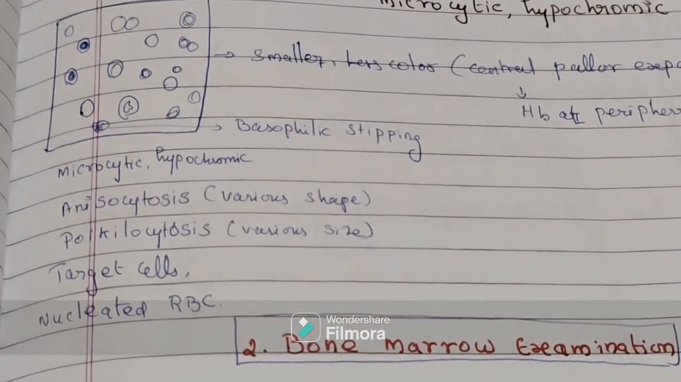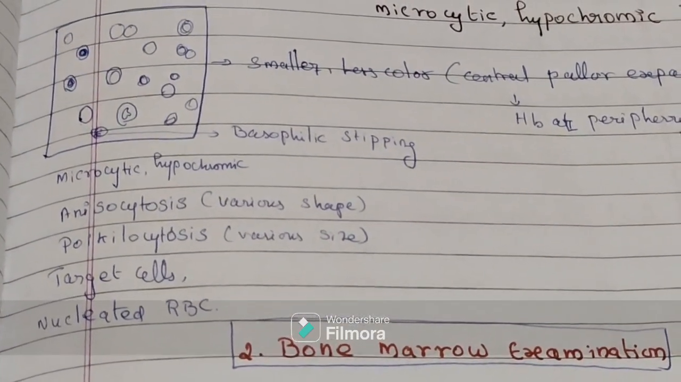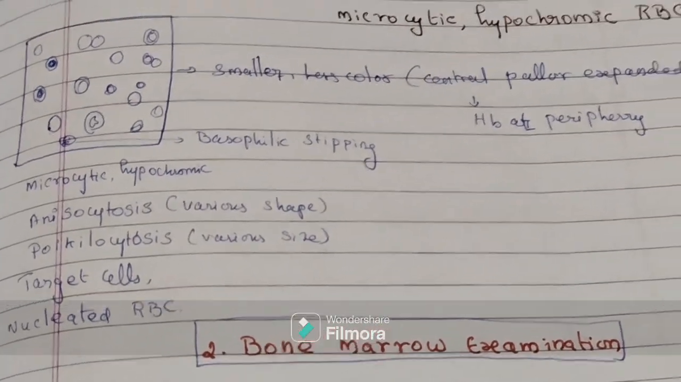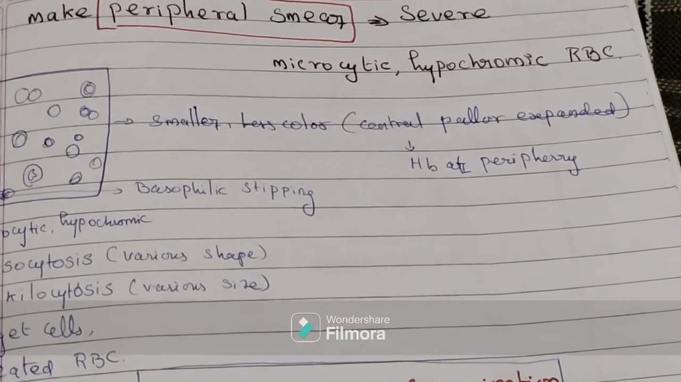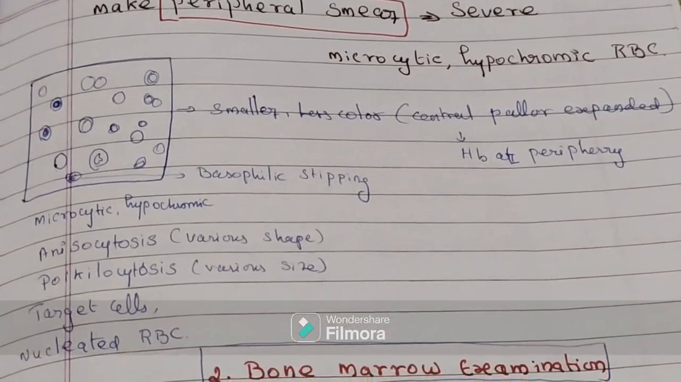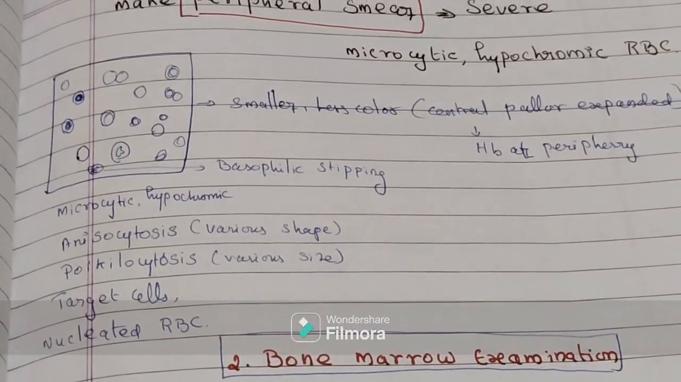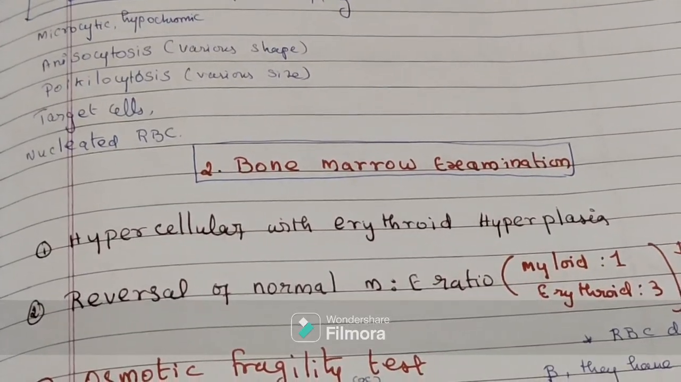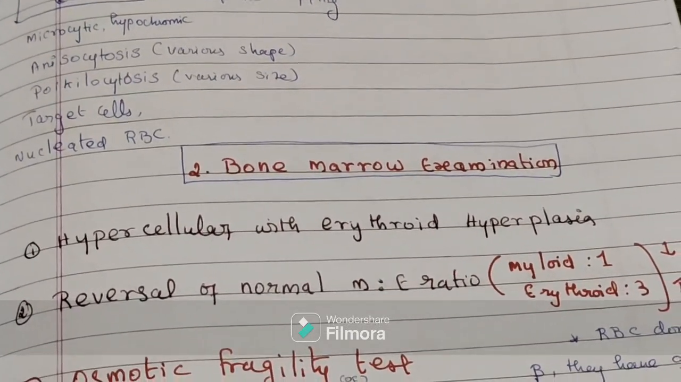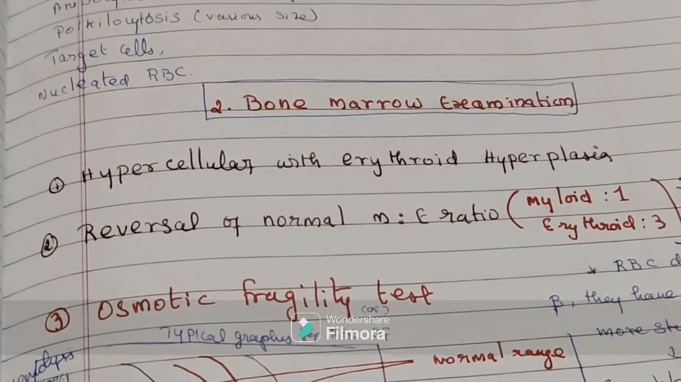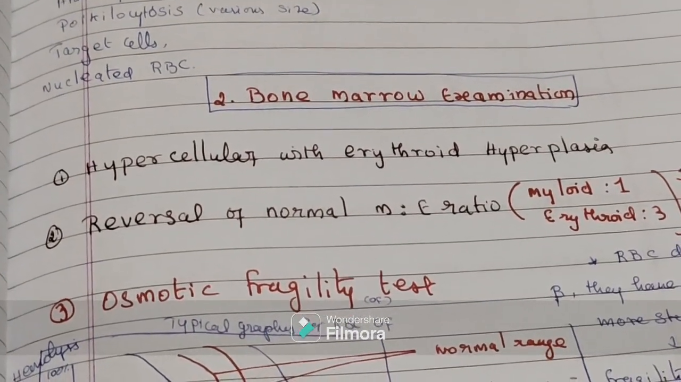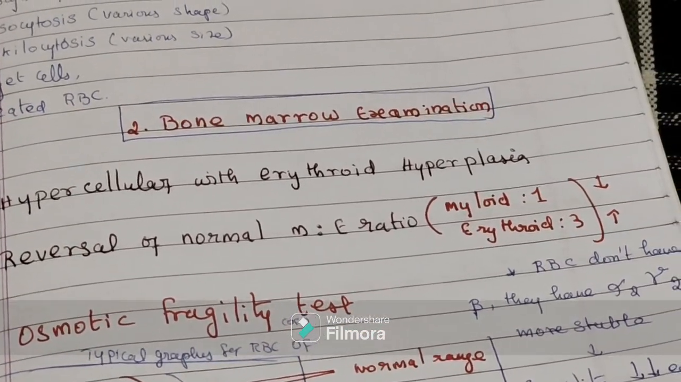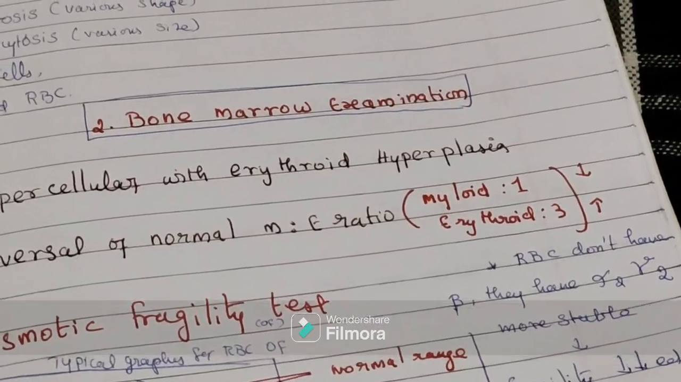So anisocytosis, poikilocytosis, some of them are target cells, and basophilic stippling is also common in thalassemia. So that is the peripheral blood picture. Second one is bone marrow. In thalassemia major, we can see the bone marrow is hypercellular because of compensation, and the myeloid to erythroid ratio is reversed. Myeloid is less, erythroid is more.